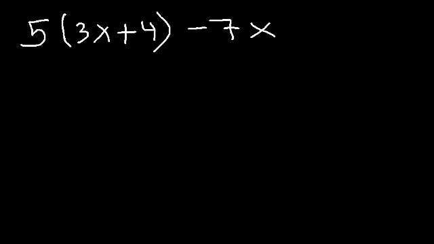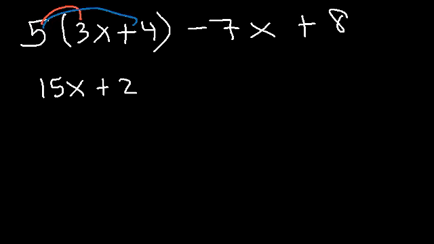Try this one. Simplify this expression. 5 times 3x plus 4 minus 7x plus 8. So go ahead and simplify this. First, let's distribute. 5 times 3x is 15x, and 5 times 4 is 20. And let's rewrite what we have on the right, negative 7x plus 8.